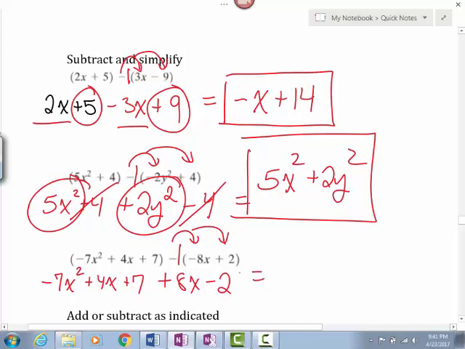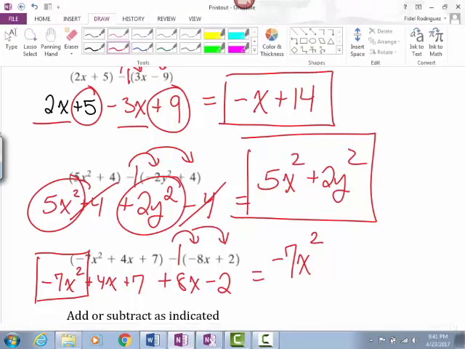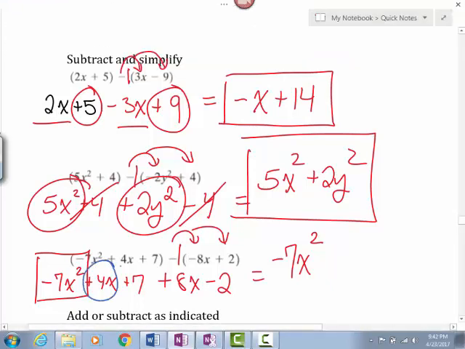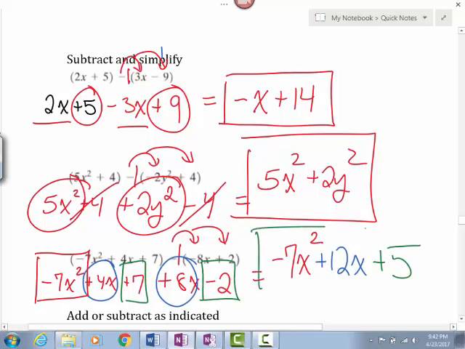Now we're going to go ahead and combine our like terms. So the first term I'll write is our negative 7x squared. We don't have any other x squared, so we'll just write that one first. Then we have a plus 4x and a plus 8x. That's a plus 12x. And finally, we have a positive 7 and a negative 2, which leaves us with a positive 5. All right.